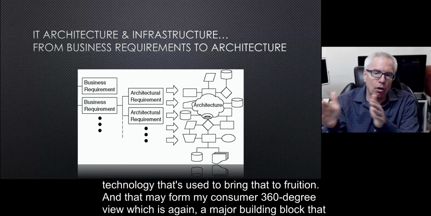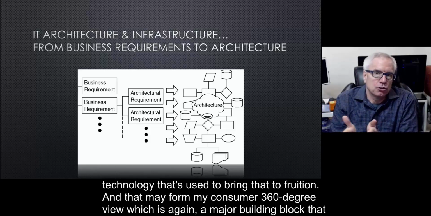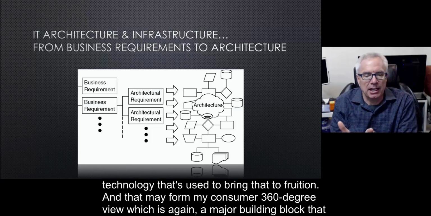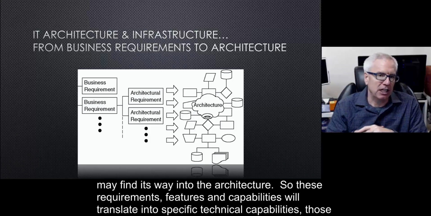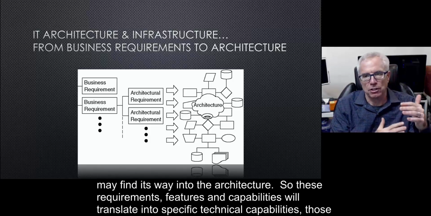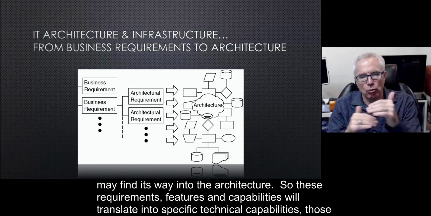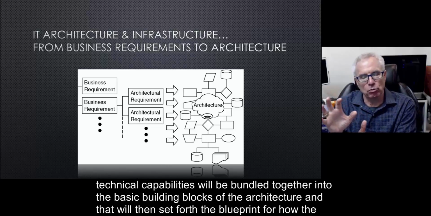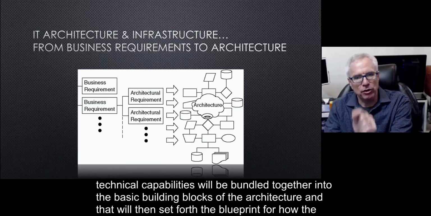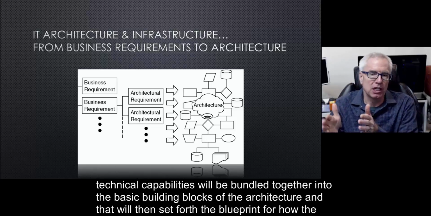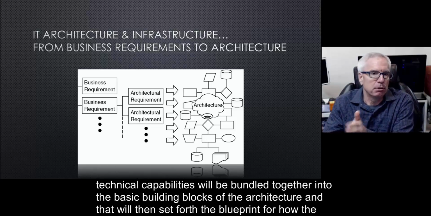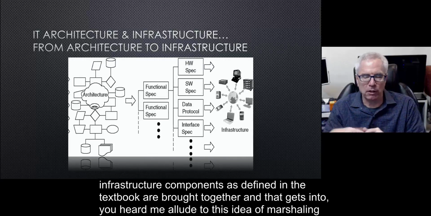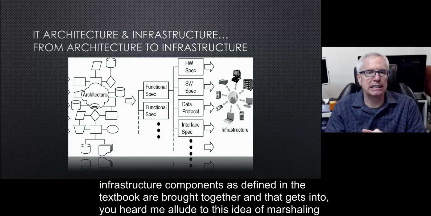And that may form my consumer 360-degree view, which is, again, a major building block that may find its way into the architecture. So these requirements, features, and capabilities will translate into specific technical capabilities. Those technical capabilities will be bundled together into the basic building blocks of the architecture, and that will then set forth the blueprint for how the infrastructure components as defined in the textbook are brought together.